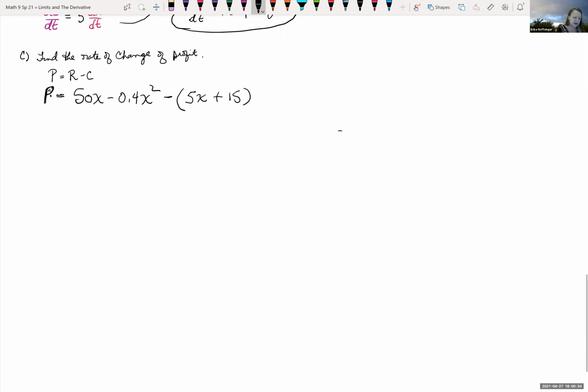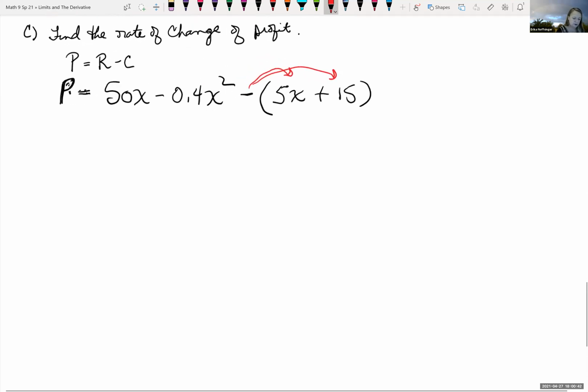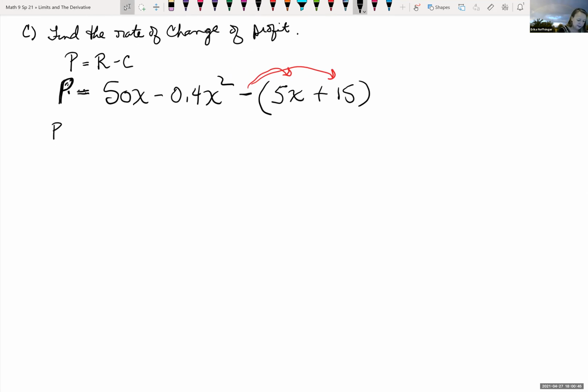So let's go ahead and distribute this negative sign in here, and then combine like terms. So I get my profit is equal to 50x minus 5x, well, that's going to give me 45x minus 0.4x squared minus 15. So there's our profit function.